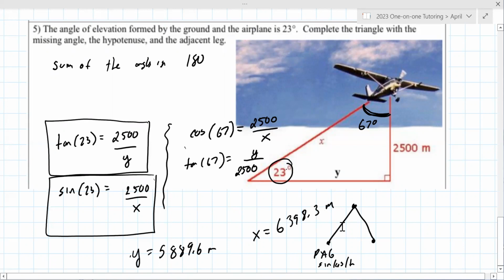The reason I'm really shying away from using the law of sines here is not because it doesn't work. It's because it's the wrong tool for the job. You may get into a scenario in another class where you don't want to use something too complicated for what you're given. So law of sines and law of cosines are for non-right triangles.